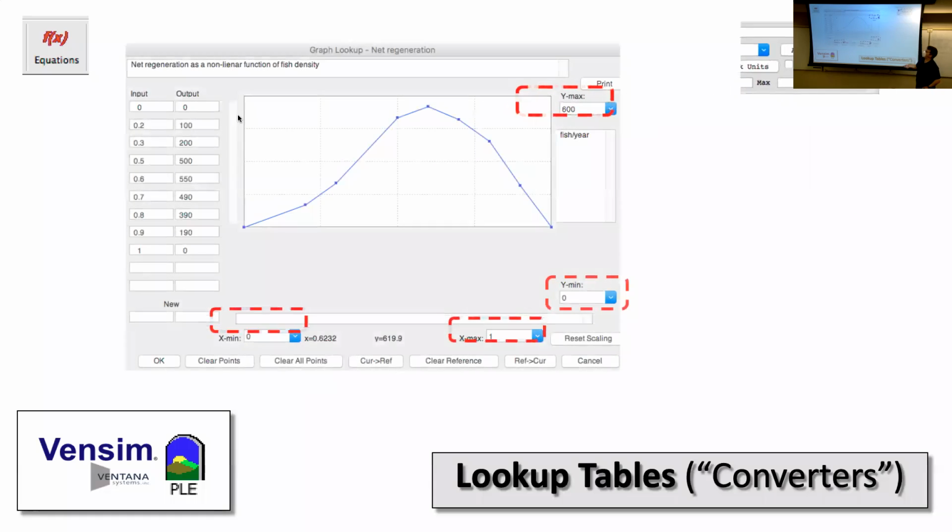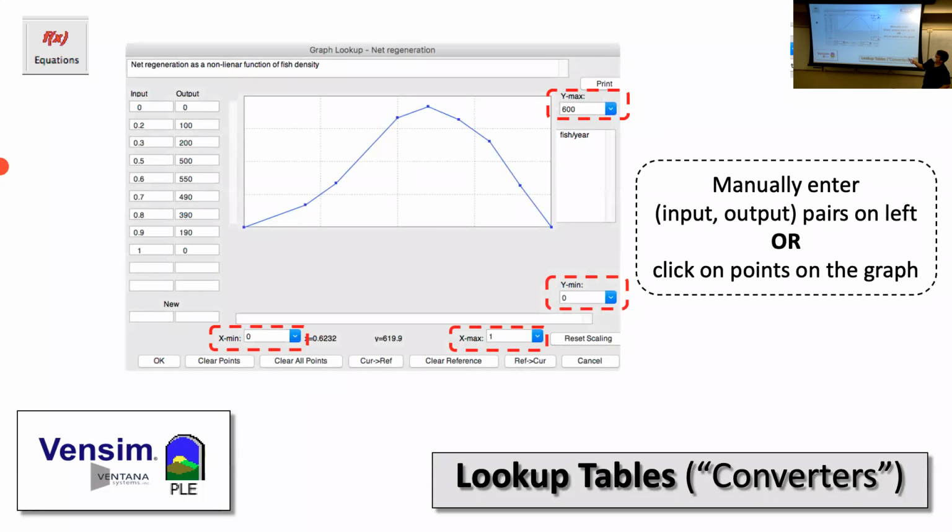And then you can click on the as graph and draw your lookup table. And this is something that you have already had practice doing on the current assignment E2. You can just put all those points in here, either manually or by clicking through the graph. So that's lookup tables in Vensim. Any questions on the Vensim side?